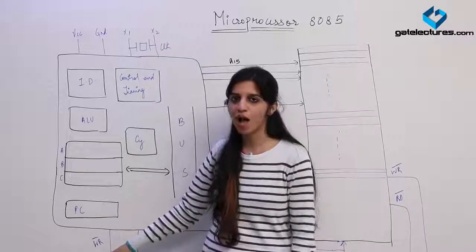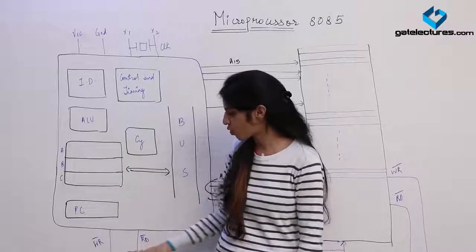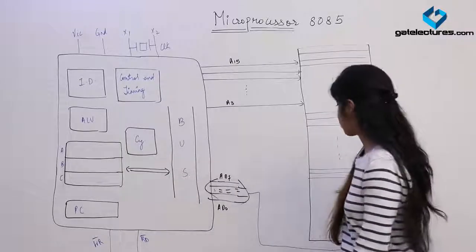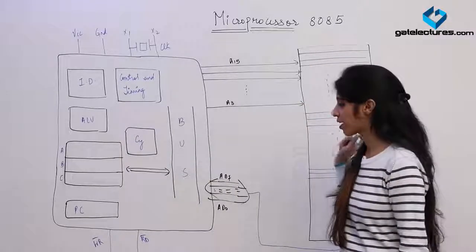Okay, they are active low. Active low means whenever you make write bar 0 or read bar 0, you are going to read from or write to the memory. When they are 1, memory is not being accessed.